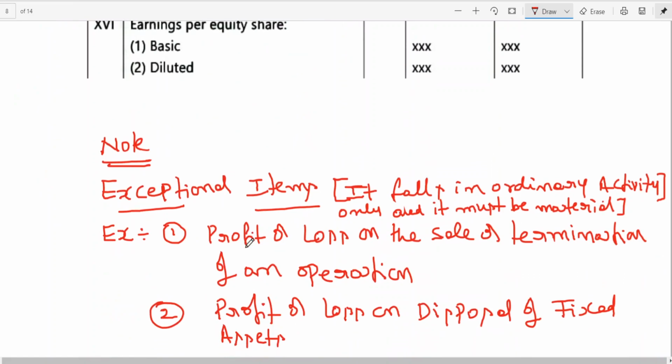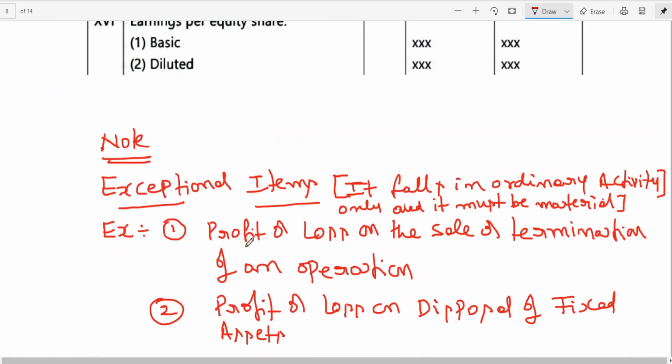Now you should learn about exceptional items. Here I have written, it falls in ordinary activity. Exceptional items is ordinary activity only, but it is material. Material means which is having some relevance to our business. What are those exceptional items? It won't happen regularly, very rarely happen. Profit or loss on sale or termination of an operation.